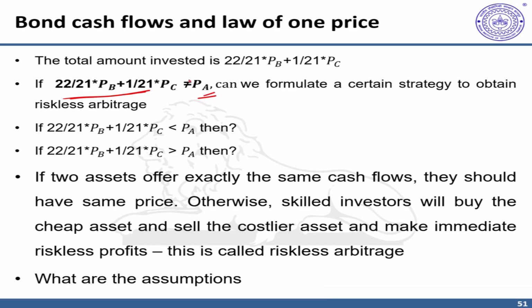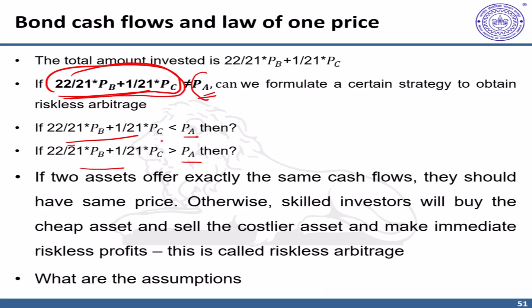However, if the prices are not same, that will result in a riskless arbitrage opportunity. Why? Because whether you invest in this bond portfolio or this bond A, you are entitled to the same risk-free cash flows with very similar profile. Therefore, their prices should be same. But what would happen if PA is greater than the price of this bond portfolio?